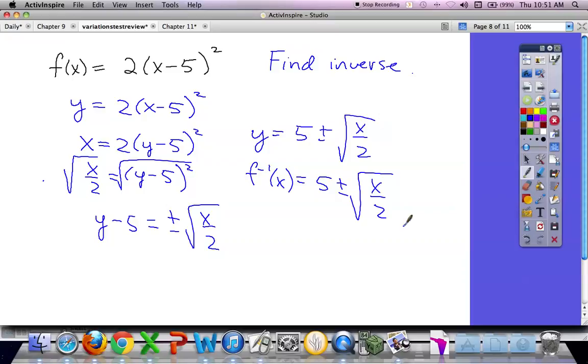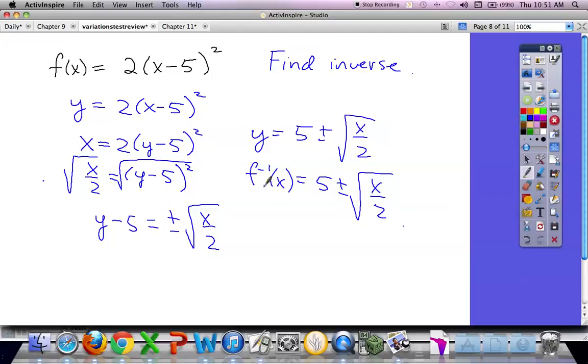So remember, though, about functions and their inverses. It ought to be that if I plug in a number for x, let's say I plug in x equals 5, what does y equal if I put in x equals 5 here? 5 minus 5 is 0. So 0 squared is 0. 2 times 0 is 0. So if x is 5, y is 0. Then it should be the case that if I plug in 0 here, f minus 1 of x is 5. It should go exactly the opposite way.